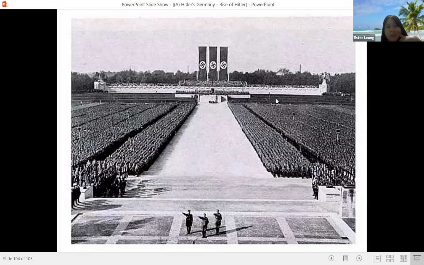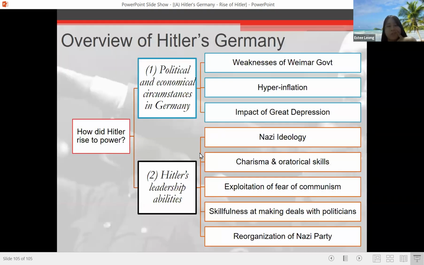And this was the outcome: the Nazi party was able to gain the fervent support of people. Look at the crowds that gathered for them. Actually, I've come to the end of the rise of Hitler. At this point in time, do you all have any questions on any of these factors that I've gone through? If you need me to go through hyperinflation, impact of the Great Depression, or the Weimar Republic as well, I can do it now.